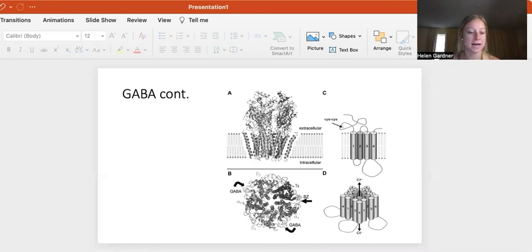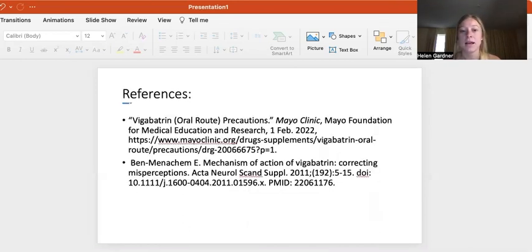But that's that. And here are some of my references. This is where I found most of my information when making this presentation. So that's just a little bit about GABA and vigabatrin.